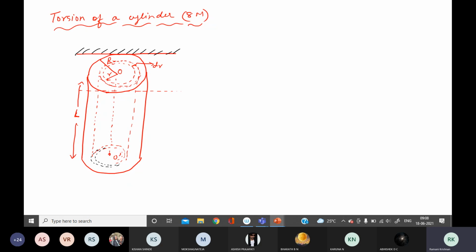Let us take one such layer whose thickness is dr, and the radius of this layer is r. Any doubt here? That is the distance of this layer from the center O, which is r. Okay, right.